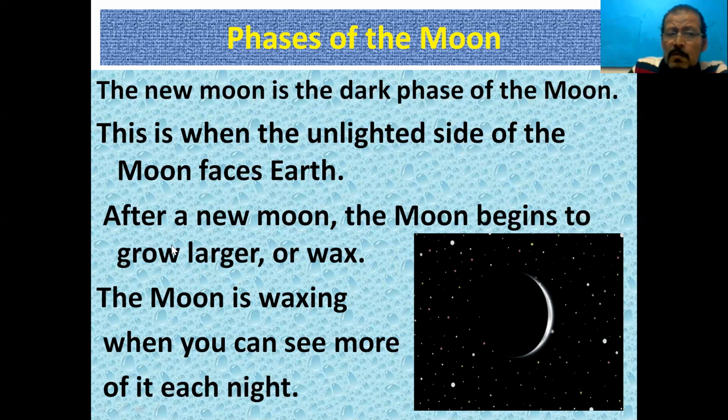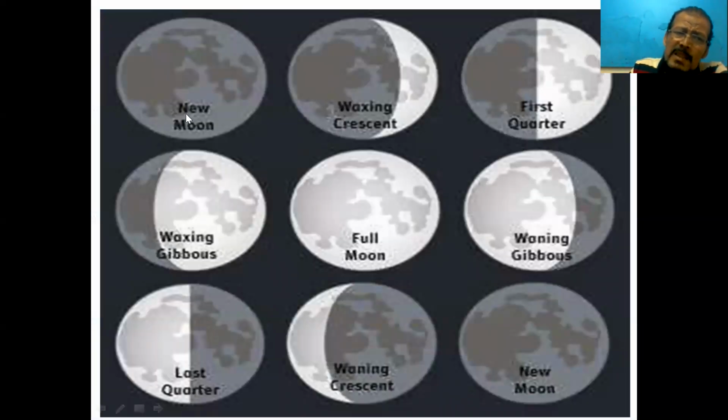After the new moon, the moon begins to grow larger, or wax. The moon is waxing when you can see more of it each night. The light increases daily. This is the new moon, the first of the Arabic month, and then it becomes waxing like this, so the light reflected from the sun to the Earth increases.